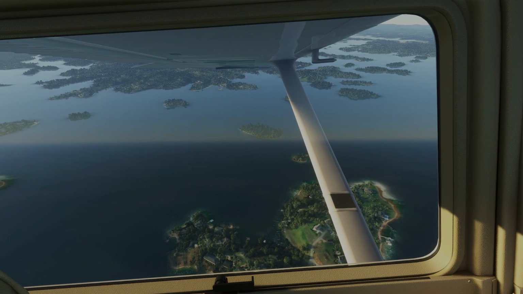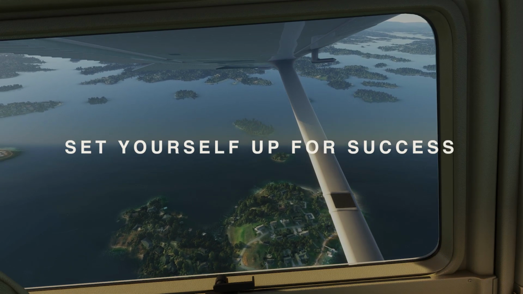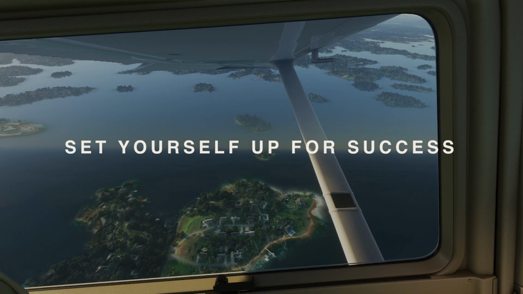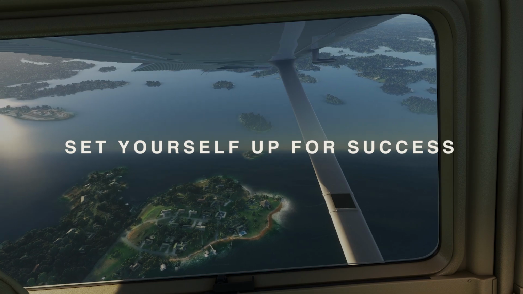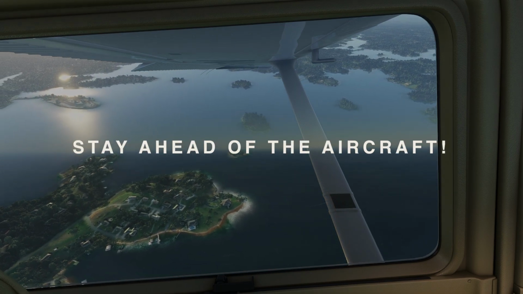Some quick tips also on how to nail this maneuver. Set yourself up for success. Make sure your aircraft is trimmed before you begin the maneuver so you don't have to be fighting the flight controls throughout the maneuver. Make sure you pick a clear, identifiable point so you don't lose sight of it during the maneuver as well. Get ahead of the aircraft.